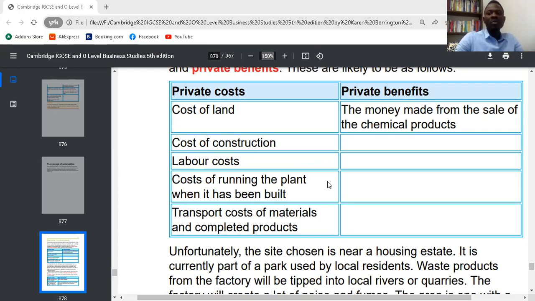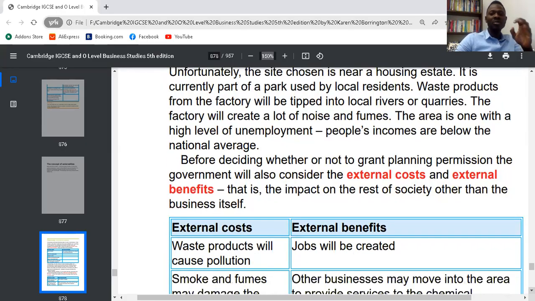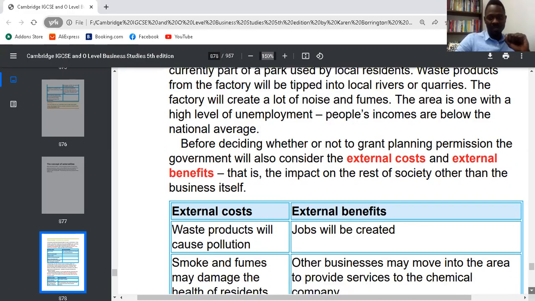But this is not going to be just a decision of the business. The business needs permission from government to be able to build that factory. So the government will not think about its private cost or benefit. Government will think about the benefit to the whole society and the cost to the society. That is where external costs come in. So before deciding whether or not to grant planning permission, the government will also consider the external cost and benefits.